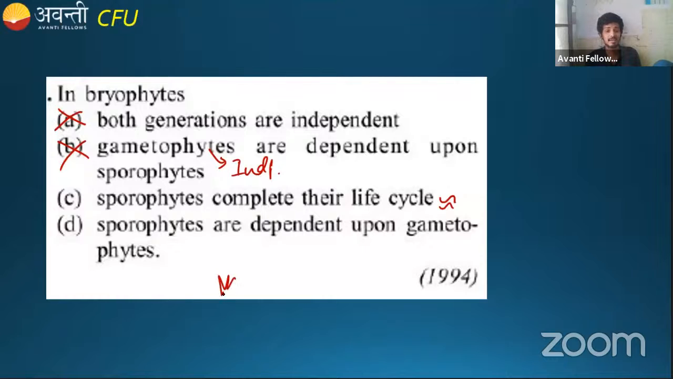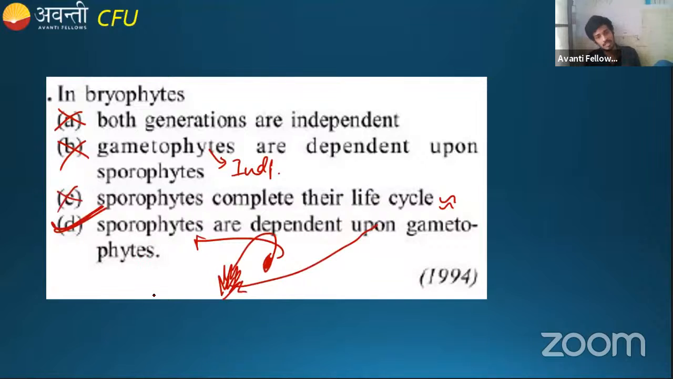If I take the example of Funaria, the sporophyte will be like this, and this sporophyte is actually dependent upon the gametophyte present below it. So the correct answer is here. If you are sure about this, you can remove this one. I haven't even added a solution for this.